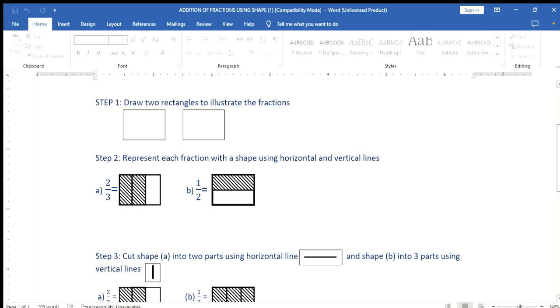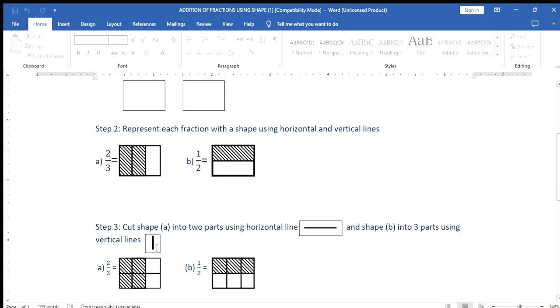For 2/3, which is 2 over 3, this first shape is the same thing as this, but we cut it into three equal parts using vertical lines. You can see the vertical lines here. We illustrated it in three equal parts, and to illustrate 2/3, we shaded two parts.